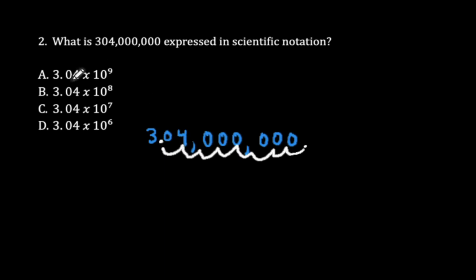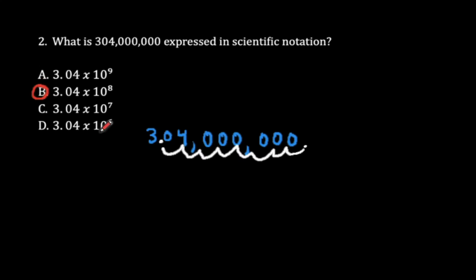So that's the first part of the number. How many times did we have to move this decimal point? Again, we moved it 8 times. That means that the second number, 10 raised to some power, is going to be the power of 8. So the correct answer is answer choice B.